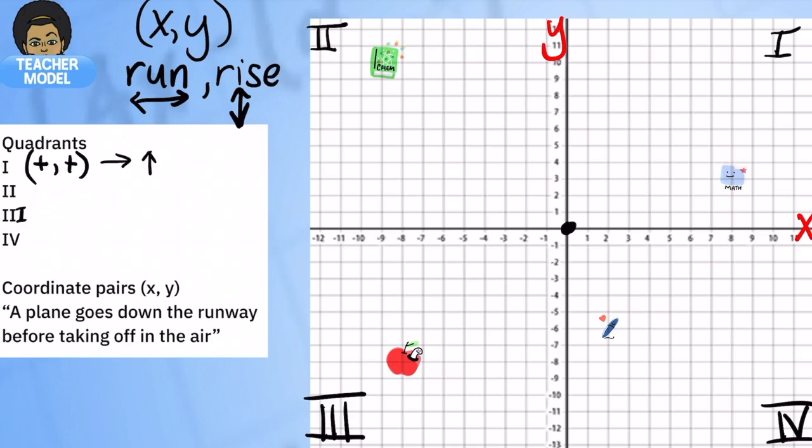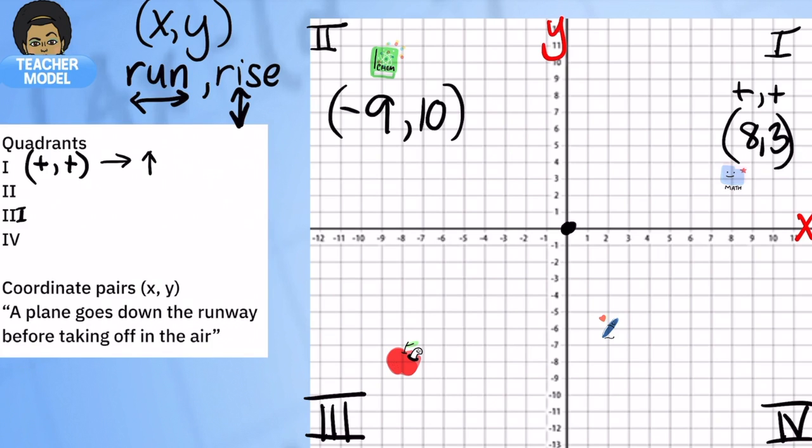Looking at our first little point over here, of course, we know how to travel. We're running to 8 and we're going up to 3. So this point is in quadrant 1. 8 and 3 are both positive numbers, positive and positive. Now over here we have a little chem book, and if we run to -9, so we're going to the left, -9, and we're going up to 10.